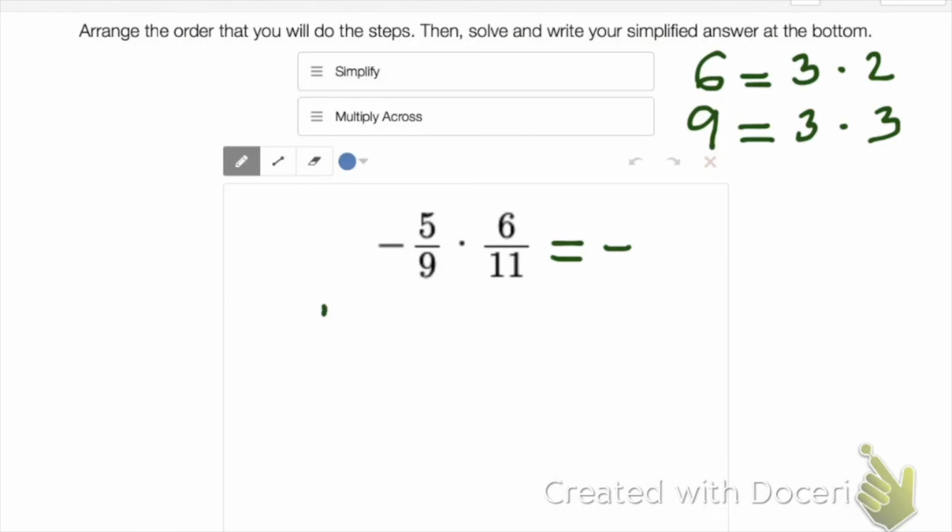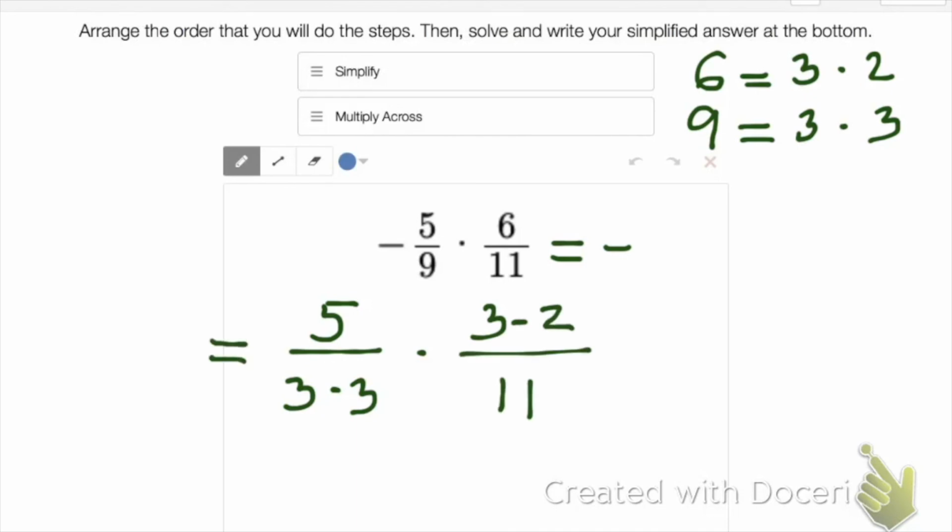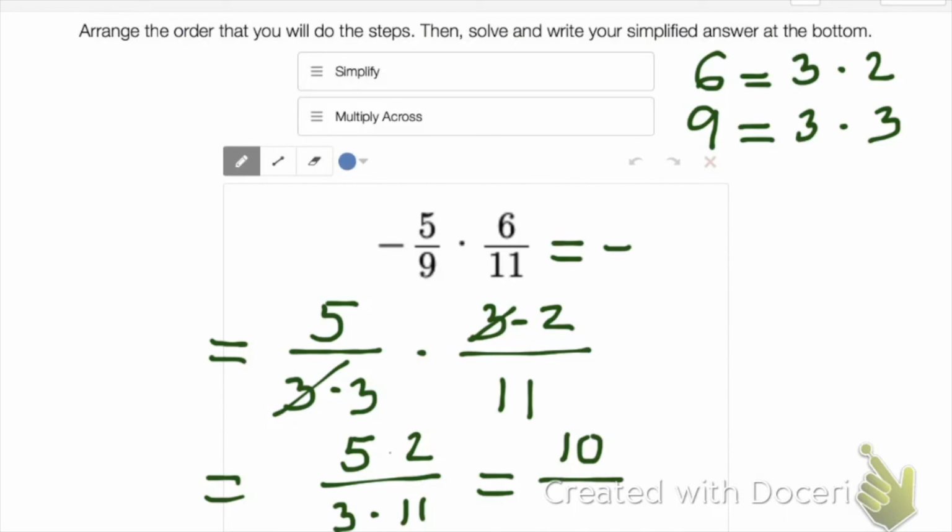So instead of writing 5, we keep it the same, but 9 we can change to 3 times 3. 6 we can change to 3 times 2, and we keep 11 the same. So now the numerator has a 3, and the denominator has another 3, so we can cancel them out. So the leftover on top is 5 times 2, and the leftover on the bottom is 3 times 11. 5 times 2 equals 10, 3 times 11 equals 33. So the final answer is negative 10 over 33.